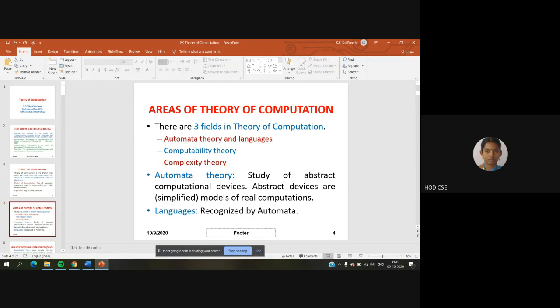Computation is nothing but any operation. So for that operation, if you try the solution with the help of computational devices, all are called computations. So how can the computation happen? That can be represented with the help of an abstract device. Do you understand? The study of such abstract devices is called automata theory. And language is nothing but all the strings which are recognized by the automata. The language has as members the strings which are recognized by the automata.